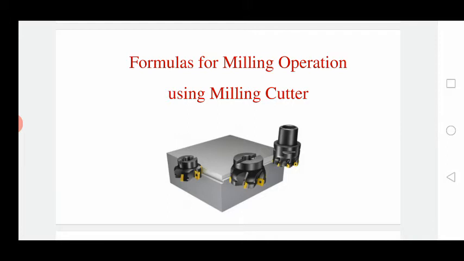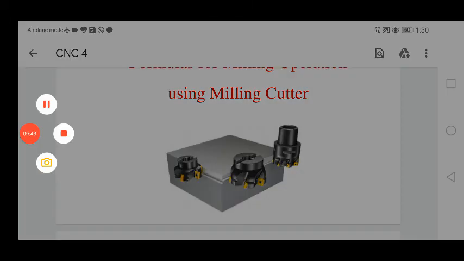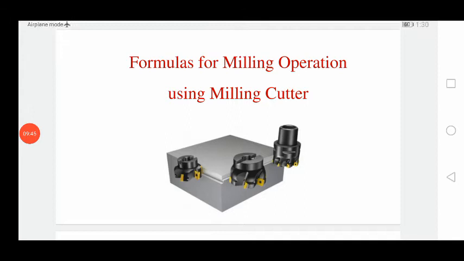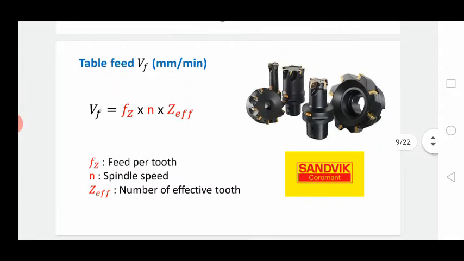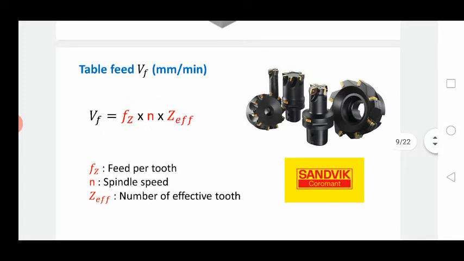formulas for milling operation using a milling cutter. We have a few formulas that we are going to use here, I mean to calculate a few of the parameters. Now you can see table feed, how much it has to be given. VF is equal to FZ into N into ZEF. Here FZ is feed per tooth, N is spindle speed, ZEF is the number of effective teeth. Based on that, how much table feed has to be given will be decided.